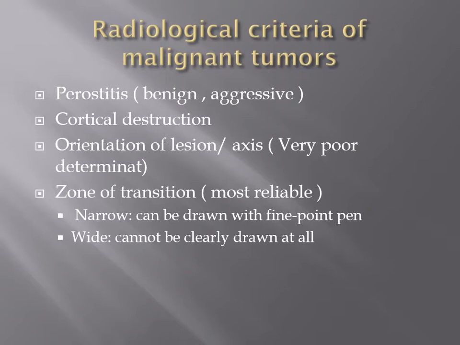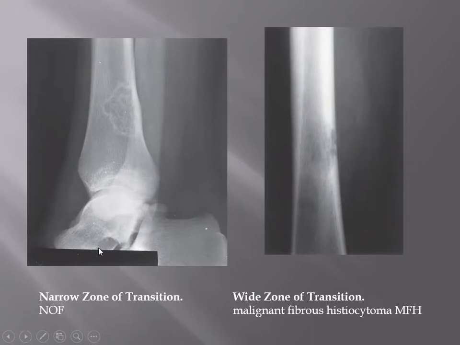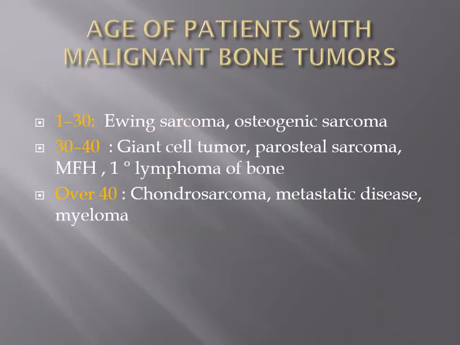The most reliable sign is the zone of transition. We said a narrow one can be drawn with a fine point pen, while the wide one we cannot clearly draw. These are two examples of zone of transition. This is of non-ossifying fibroma, and this is a case of wide zone of transition in malignant fibrous histiocytoma. You can barely see where the edge of the lesion is.